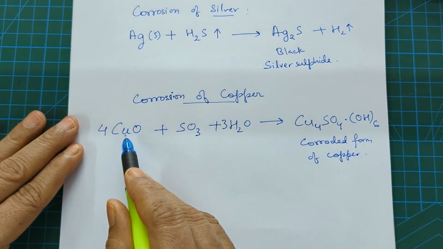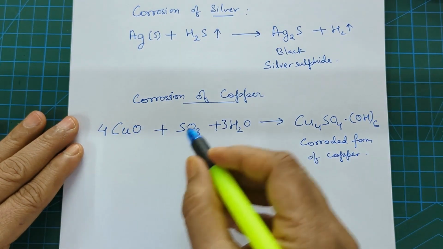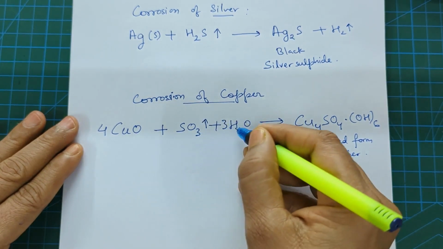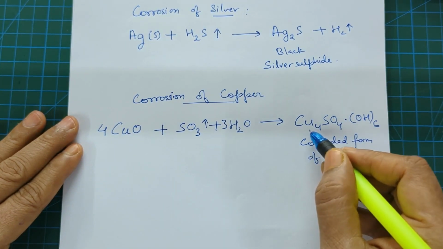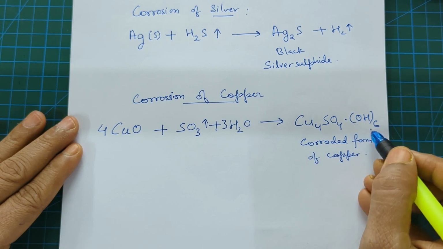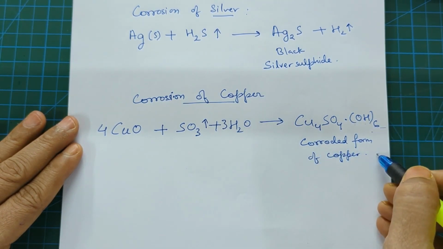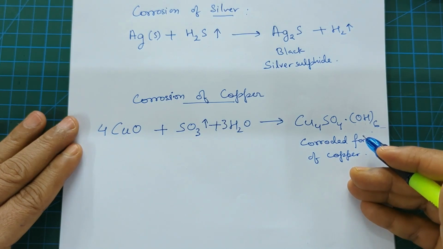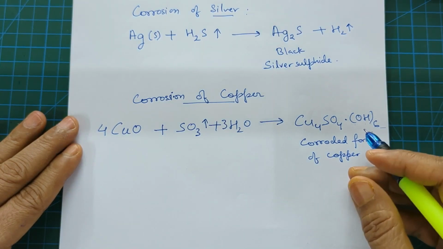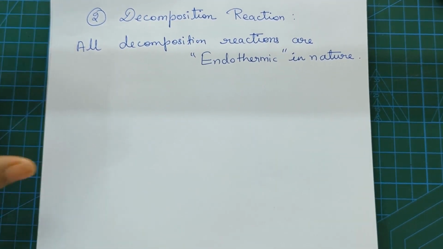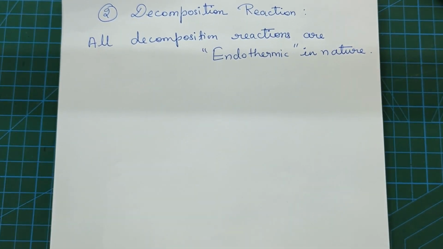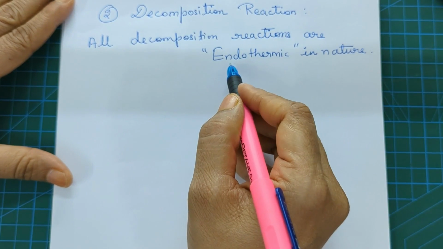So copper metal in presence of oxygen forms copper oxide. When it reacts with sulfur trioxide and water, it forms, don't confuse, this is not copper sulfate, it is Cu4(SO4)(OH)6, and this is the corroded form of copper. These are all also combination reactions and exothermic in nature. During corrosion reaction, heat is produced, but since the corrosion process is slow, the heat that is produced is not much noticed.